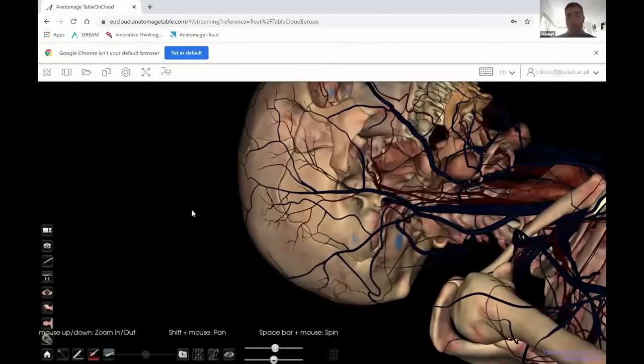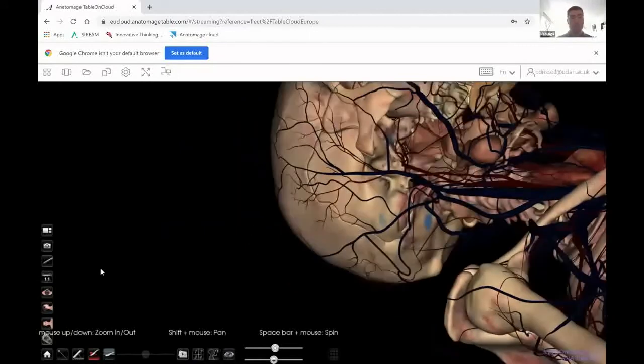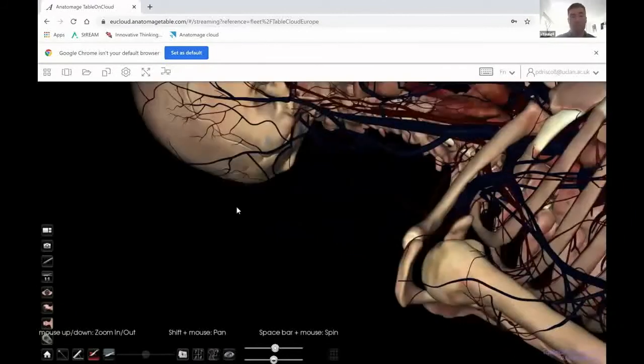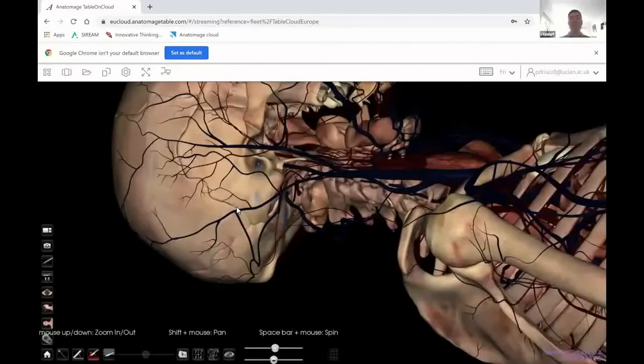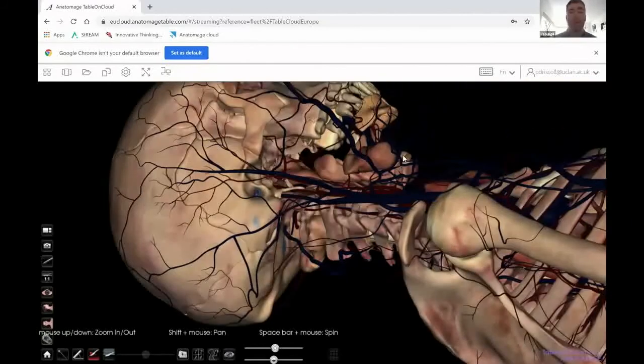These areas where there is more than one layer to it are what I think is the real benefit of the Anatomage table. So that's one example. Head and neck in general, I think, can be a complicated area. So I think that's a good example.